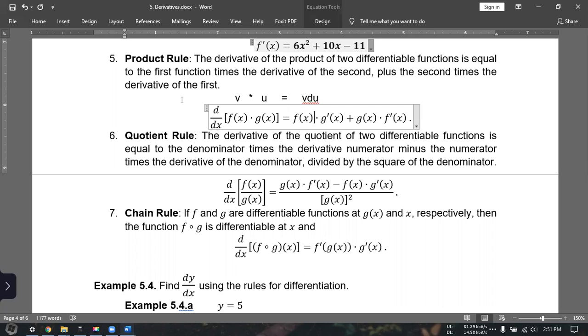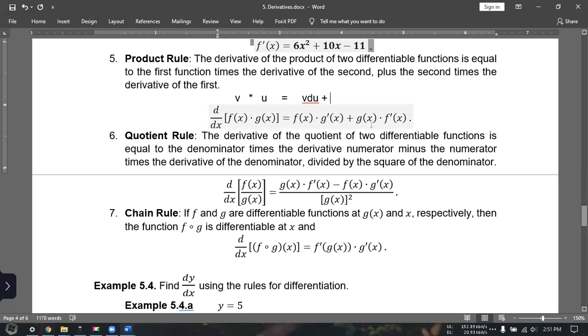That is f of x times g prime of x. Plus the second factor, u, times the derivative of the first factor, that is the derivative of v. So in dealing with the derivative of the product of two functions, just remember this: v du plus u dv, where v is the first factor and u is the second factor. Later on, let's have examples for that.